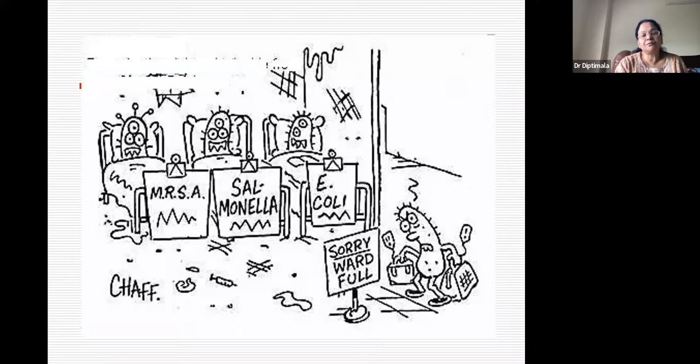So this is a very sad picture, but this is how most of the busy ICUs look like. You can see all our enemies here, MRSA, Salmonella, and E. coli.